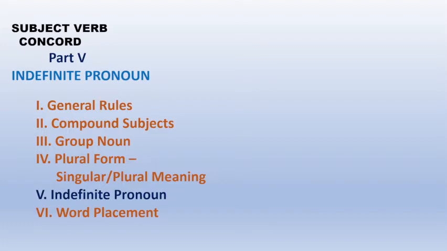Till now we have studied that subject-verb concord is divided into a total of 6 parts: general rules, compound subjects, group noun, plural form singular meaning, plural form plural meaning, indefinite pronoun, and finally word placement. Till now we have completed the first 4 parts. Today we are going to study indefinite pronouns, that means the mistakes that we often make while placing the verb when we have an indefinite pronoun.